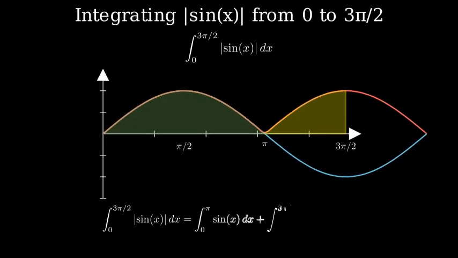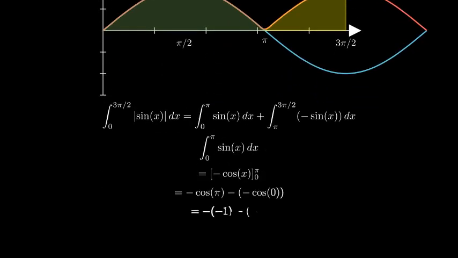From 0 to pi, we integrate sine of x, and from pi to 3 pi over 2, we integrate negative sine of x. Let's solve each part. For the first integral, the antiderivative of sine is negative cosine. So from 0 to pi we get negative cosine of pi minus negative cosine of 0, which equals negative 1 minus -1, which equals 2.